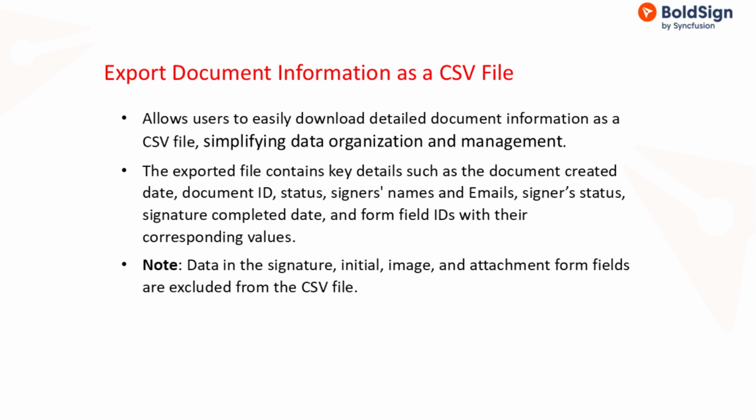The downloaded file includes key details, such as the document created date, document ID, status, signers' names and emails, signer status, signature completed date, and form field IDs with their values, providing a complete overview of your document workflow. This feature offers a convenient way to maintain and analyze document records, streamlining your data management processes. Please note that data in the signature, initials, image, and attachment form fields are excluded from the CSV file.